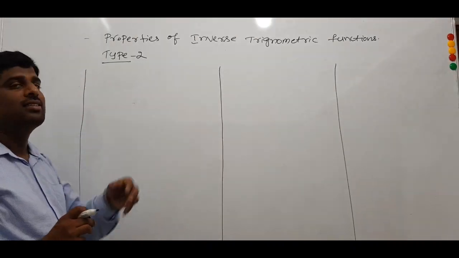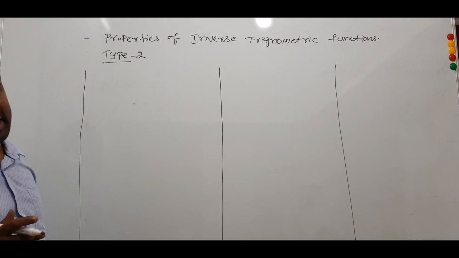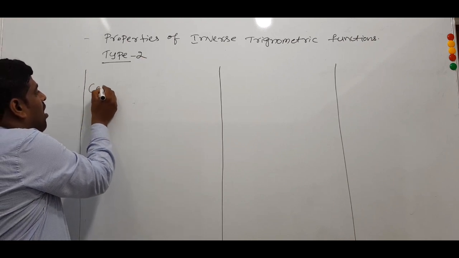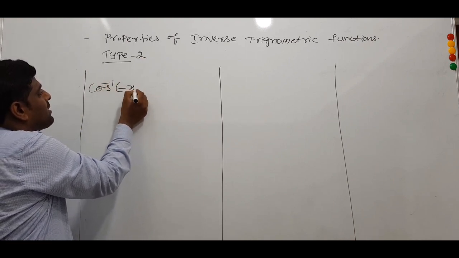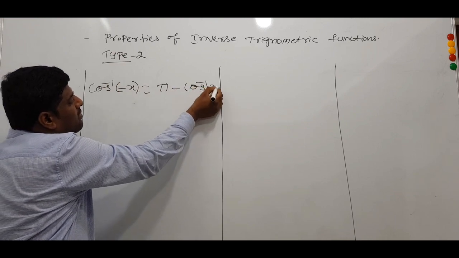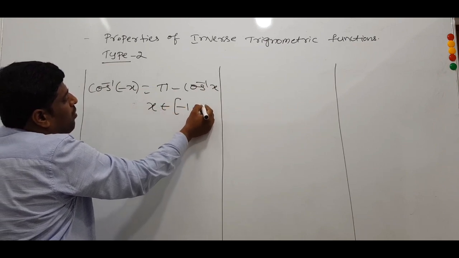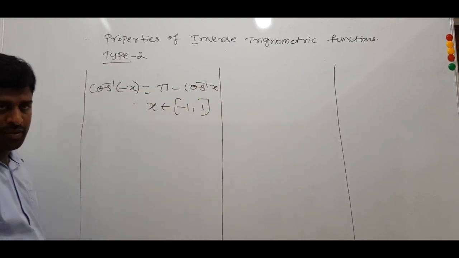So now let us discuss type 2 inverse trigonometric properties. The first one is cos inverse of minus x is equal to pi minus cos inverse x. Here x belongs to the closed interval of minus 1 comma 1.